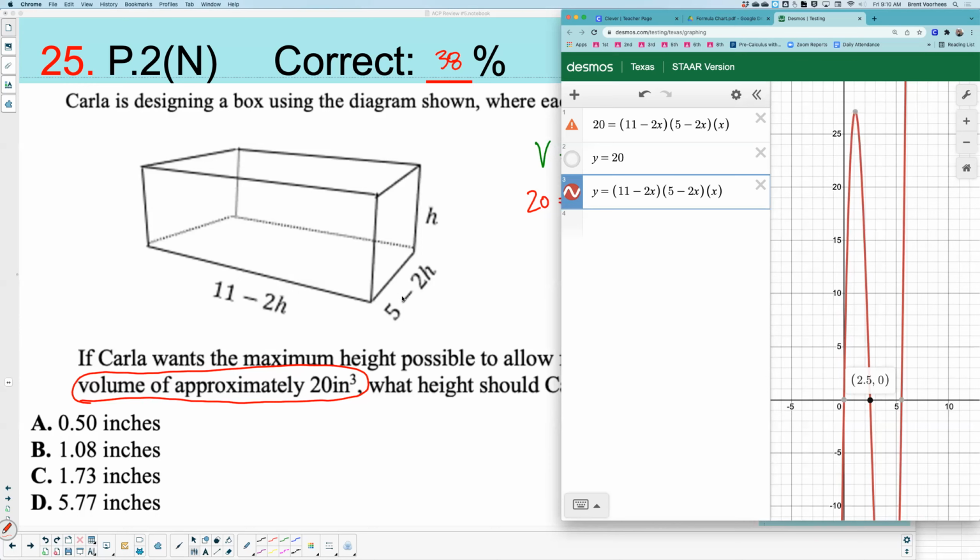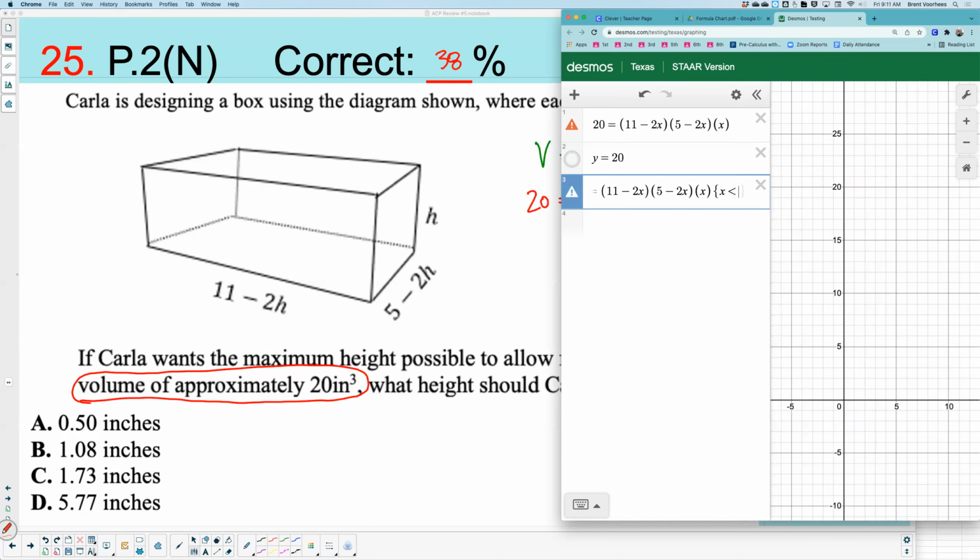Is that possible to have a width of 0? No. This becomes negative because the width is now negative. The only reason it ever comes back positive is because this length also becomes negative. And what's a negative times a negative? A positive, but it's not real world. So all this part of the graph should be rejected over here. So I'll put a restriction on here that x cannot be greater than 2.5. It can't actually even get to be 2.5. So you would ignore all that over there.